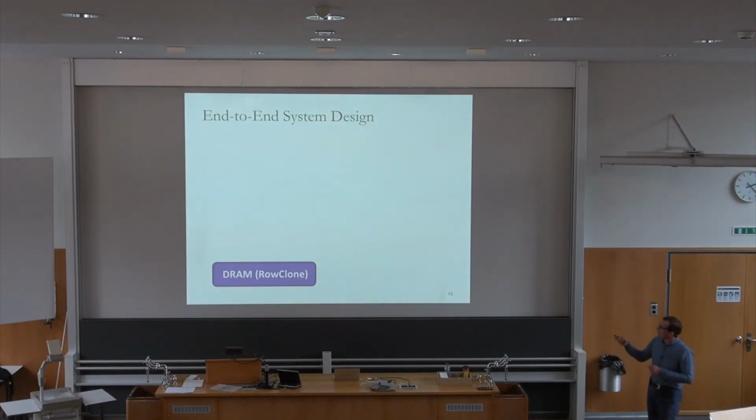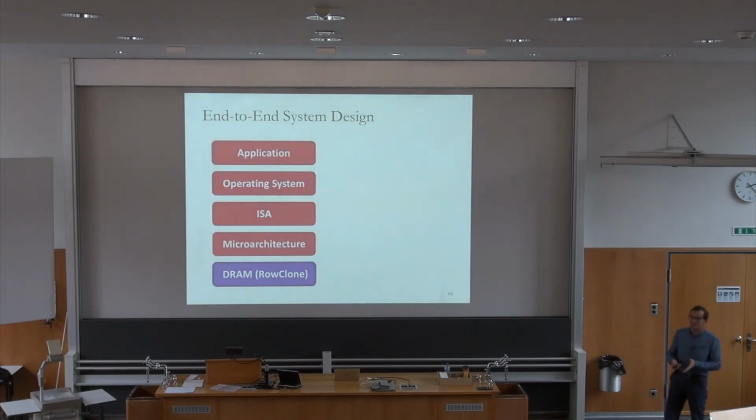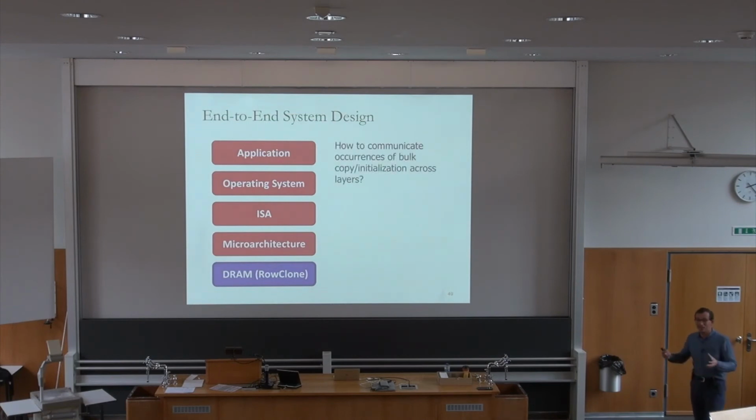Okay. So even an idea like this is basically doing processing in memory, right? It's not processing really, it's just data movement inside the memory. But even an idea like this requires end-to-end system support because the paradigm is not supporting it today. So what does that end-to-end system support entail? First of all, the application needs to communicate the occurrence of these bulk copy and initialization across the layers. You need to have this support in your instruction set architecture, for example.